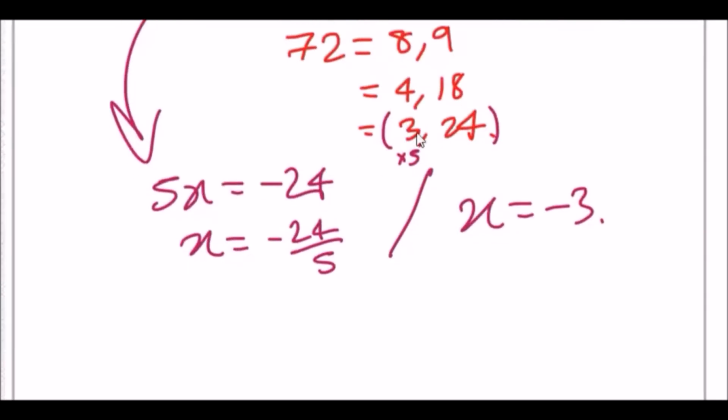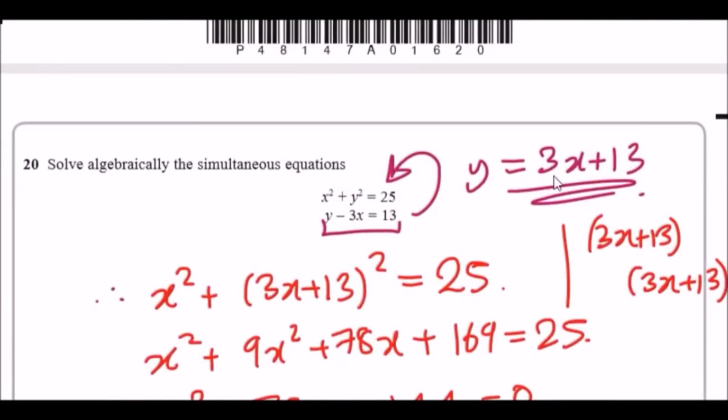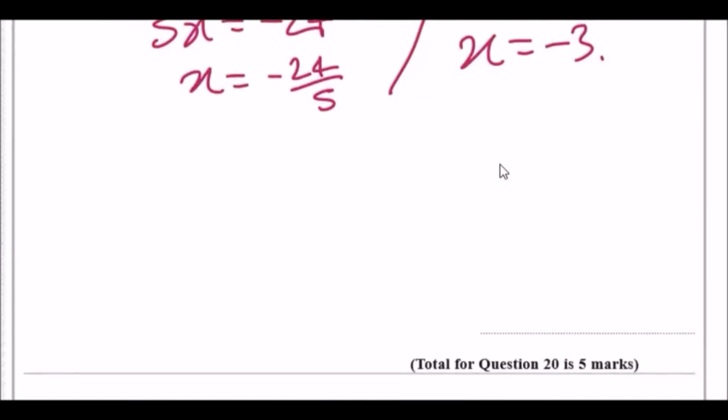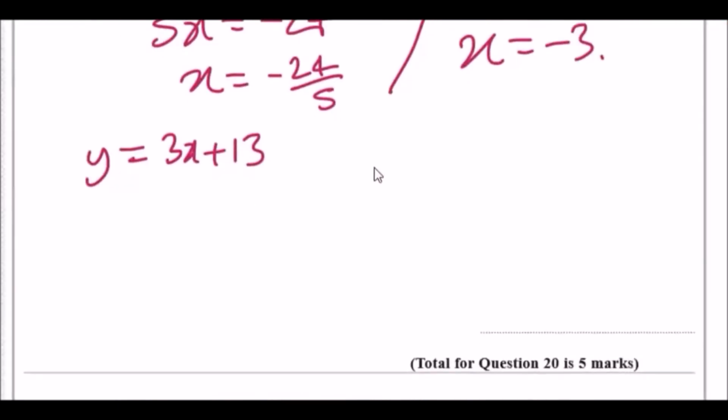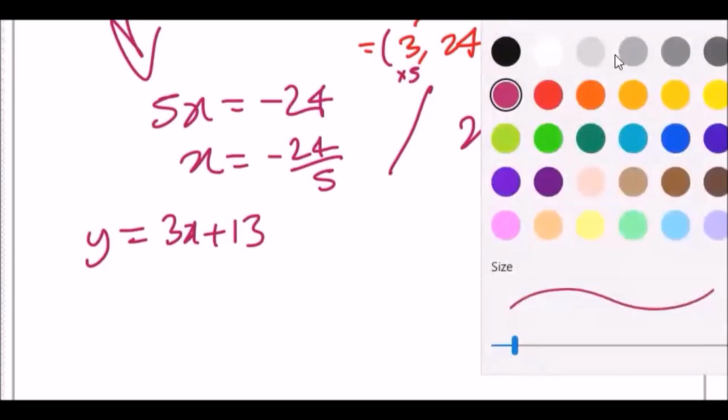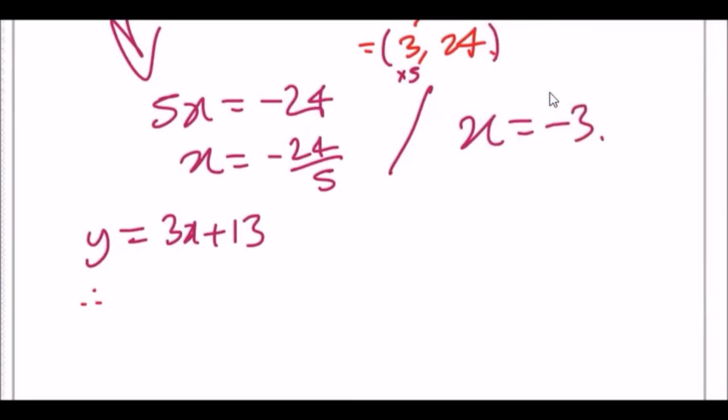Right, so almost done. Now we found the x values, and now we need to find the y values. So actually, this is easy. You just plug the x values into this equation. So bring it down here. So y equals 3x plus 13. So we can say firstly, when x is negative 3, because it's easier to work with, y is going to be 3 times minus 3, which is minus 9, plus 13, which is positive 4. So this is your first pair.